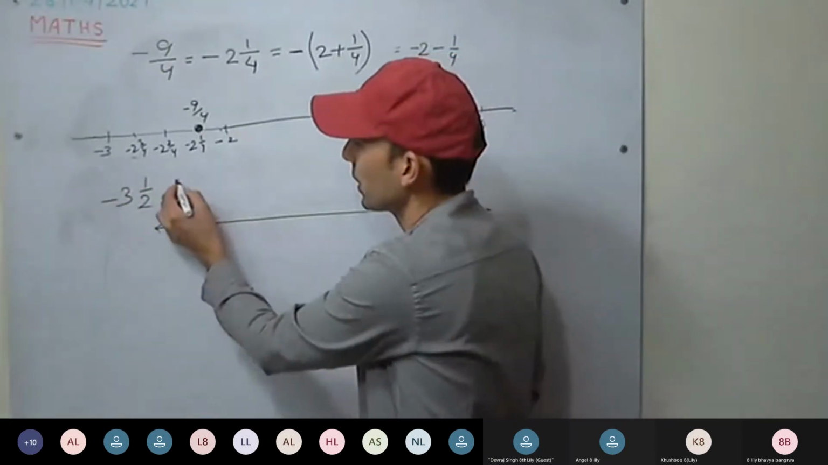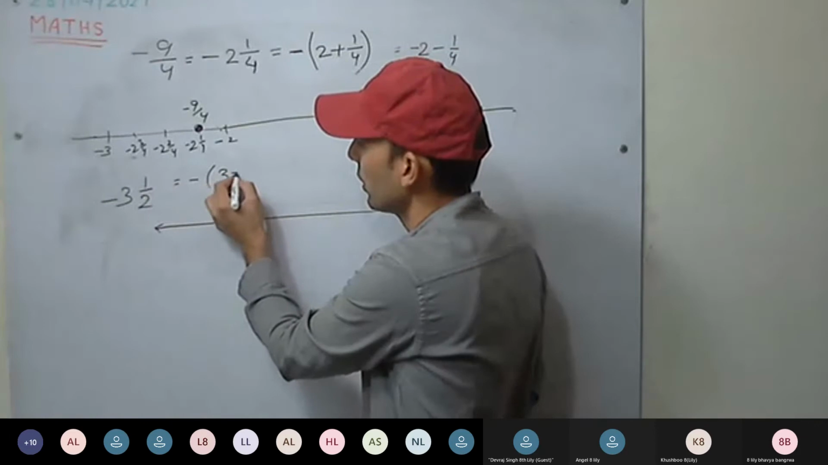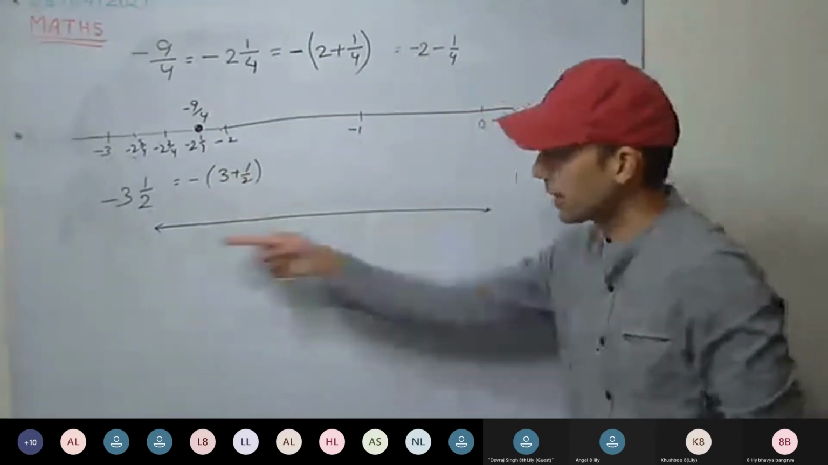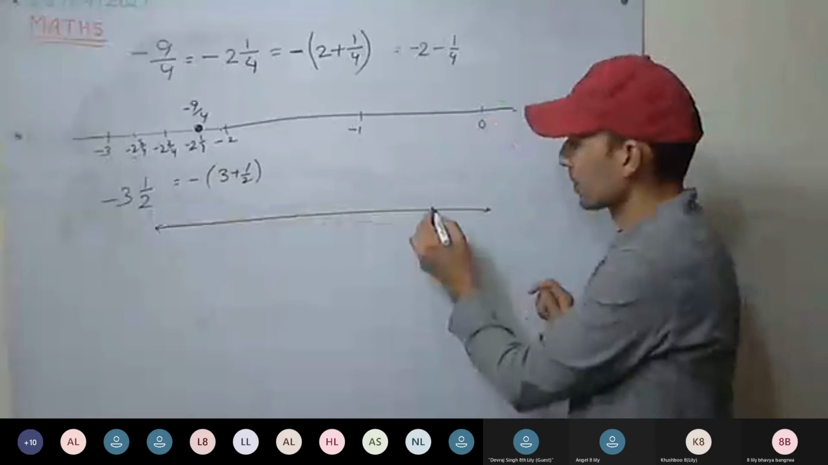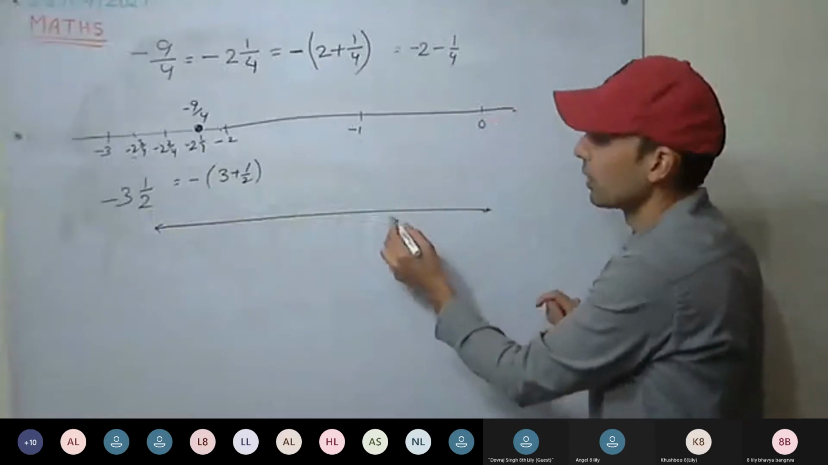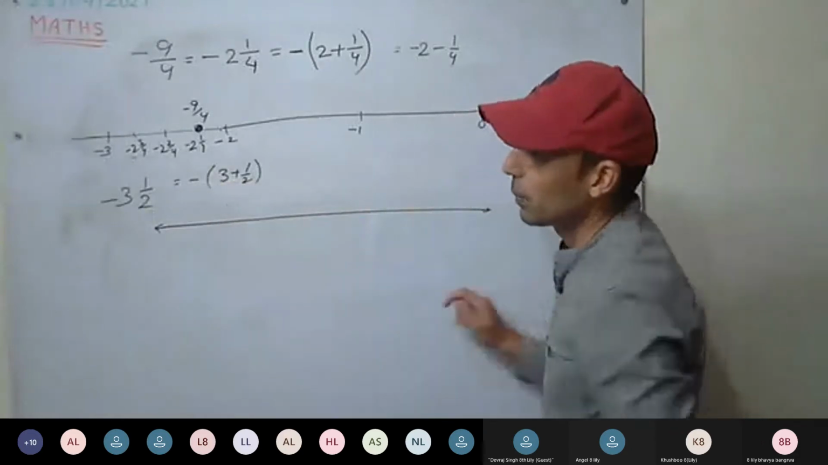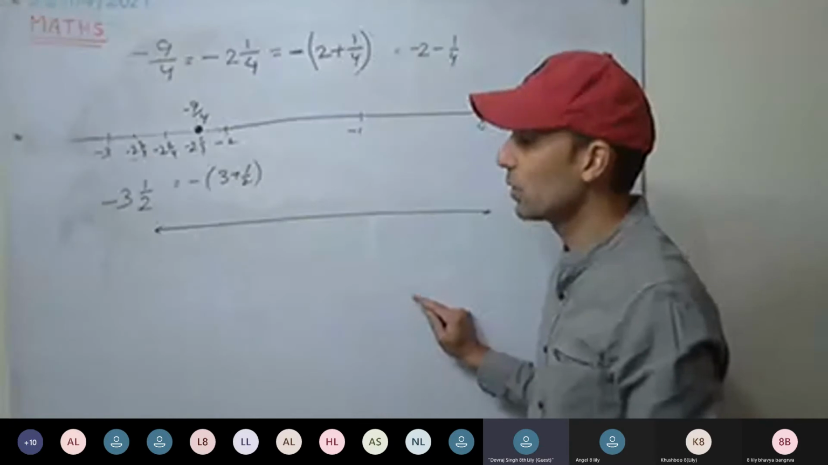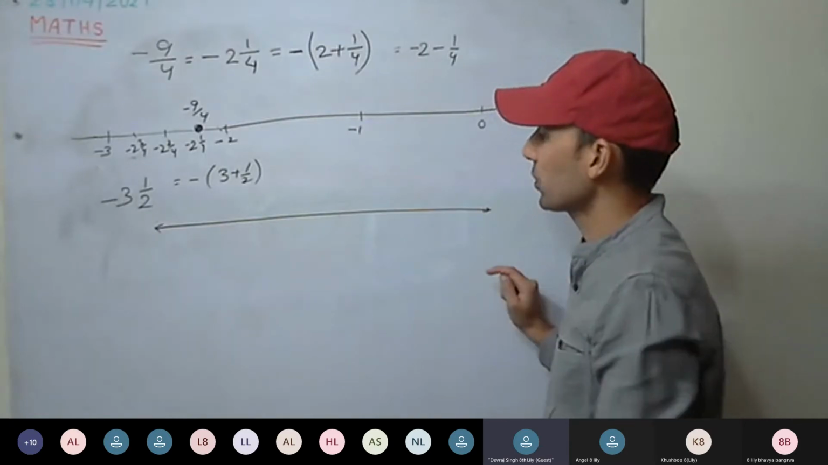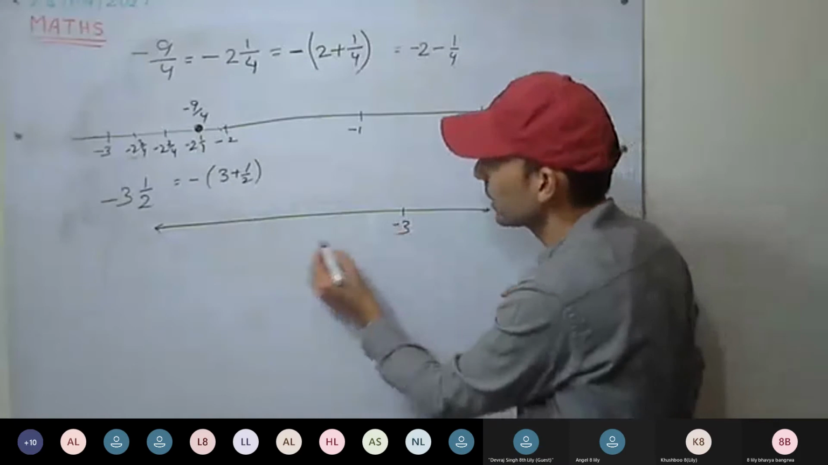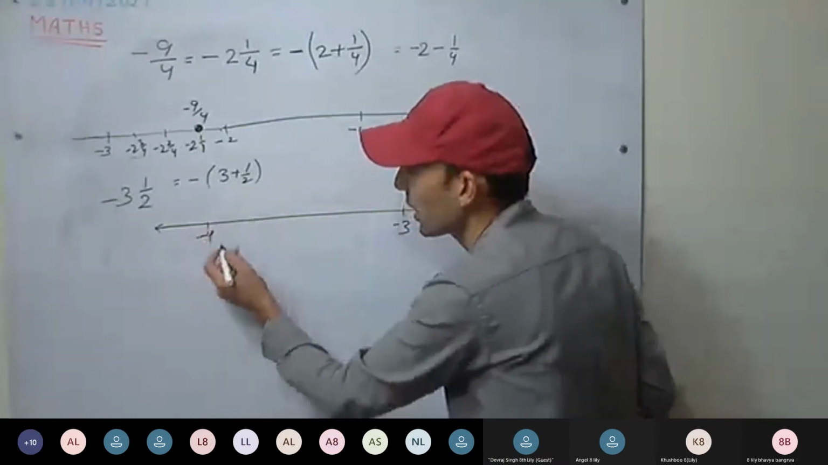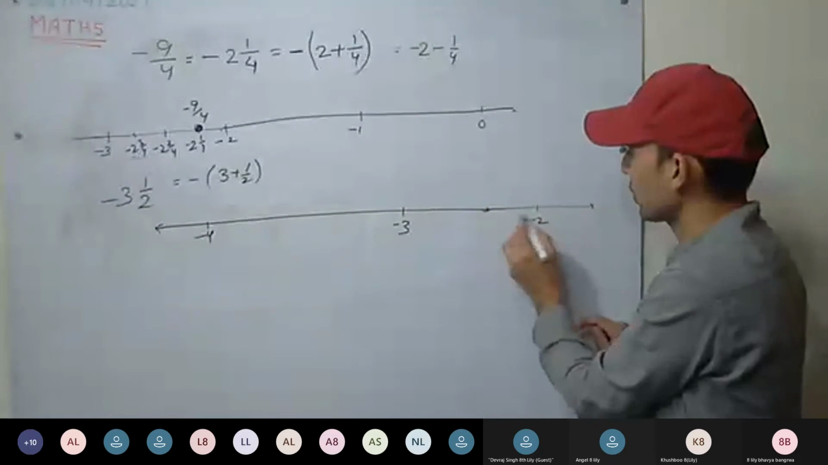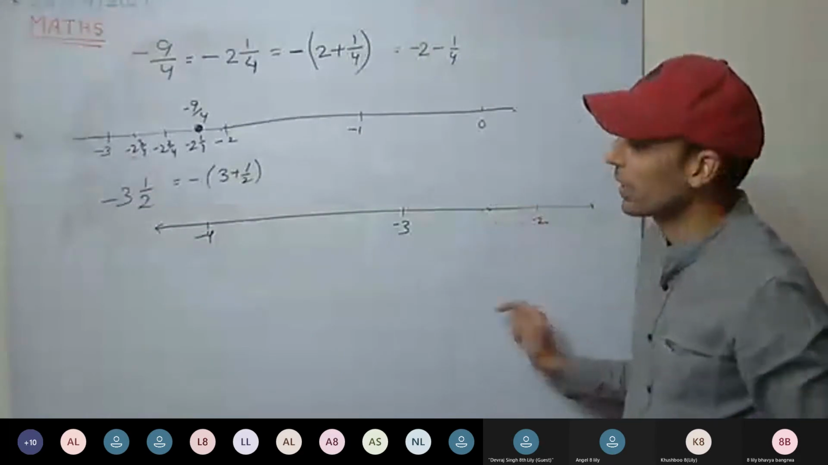Minus 3, it is how much? Minus of 3 plus half. So in which direction? Negative direction. It will lie between minus 3 and minus 4. So I am starting here with minus 3, minus 4. Rest I have not marked. Okay, you can mark here minus 2. No issues with that.